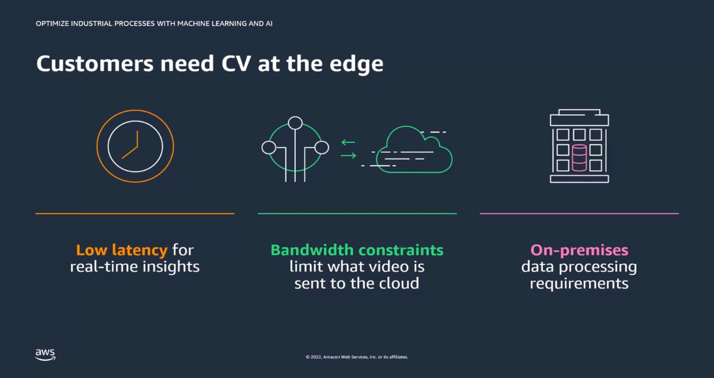And finally, customers operating in regulated industries may need to process data at the edge due to data privacy or governance concerns. Those customers have corporate security policies or regulatory requirements that restrict their ability to send video and image data back and forth to the cloud. So as a result of these constraints, customers are looking for a solution that allows them to capture and process image and video data where it resides at the edge.